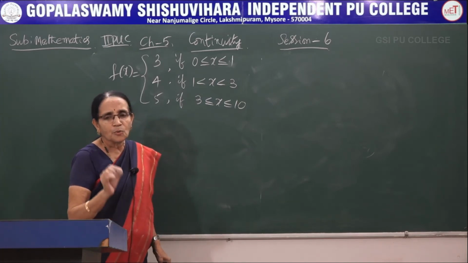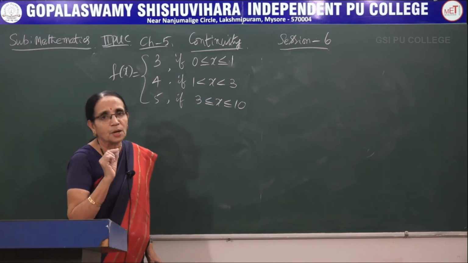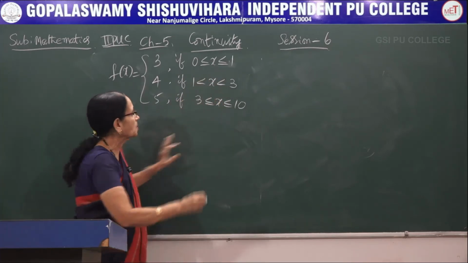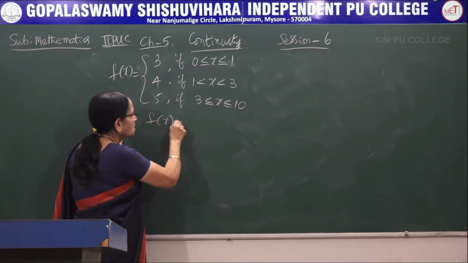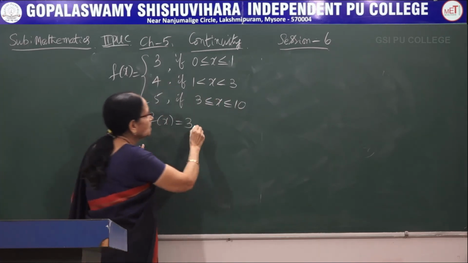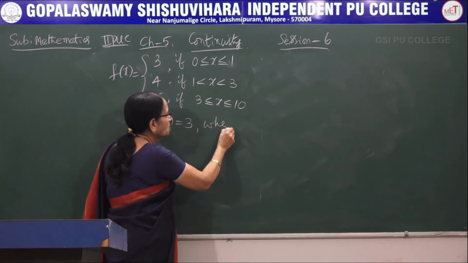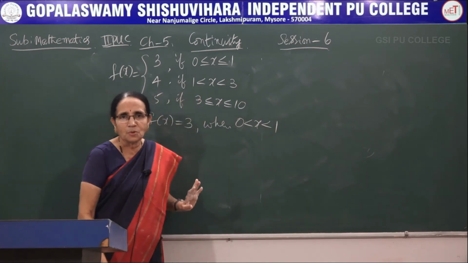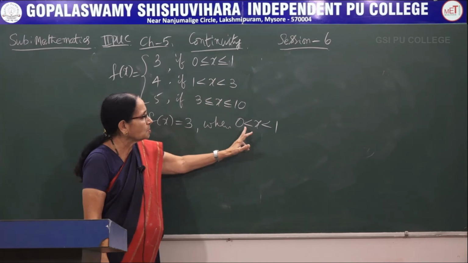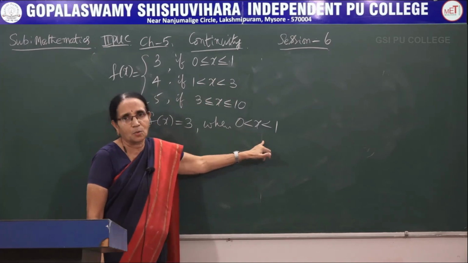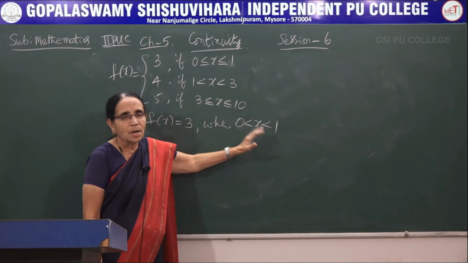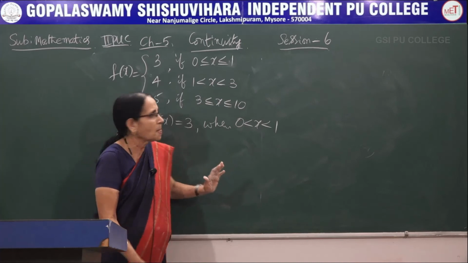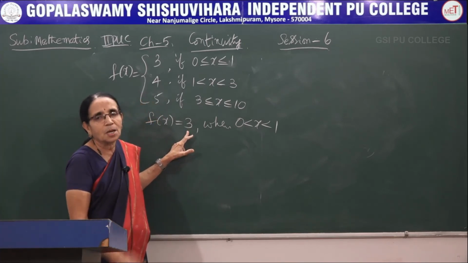Now first let us see the values of the function at particular points. Take the first case. Forget about the equality here. First thing I am writing, f of x is equal to 3, under what condition? When 0 less than x less than 1. I will come to the equality part afterwards. When x takes a value strictly between 0 and 1, not equal to 0, not equal to 1, then the value of the function is given to be 3.